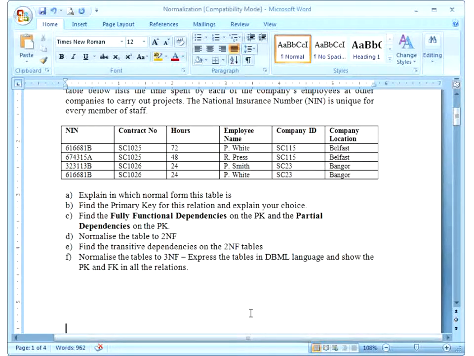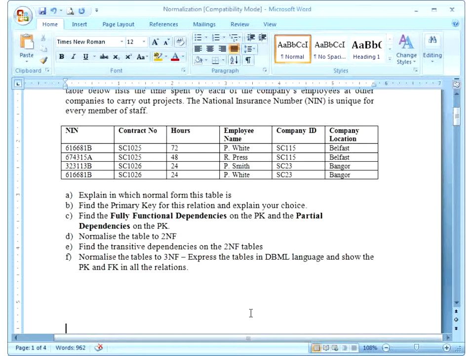Now, you have to first tell in which normal form this table is. Then you have to find the primary key for this relation and explain your choice. You can expect such types of questions in your exams as well. Then you have to find the fully functional dependencies on the primary key and partial dependencies on the primary key.